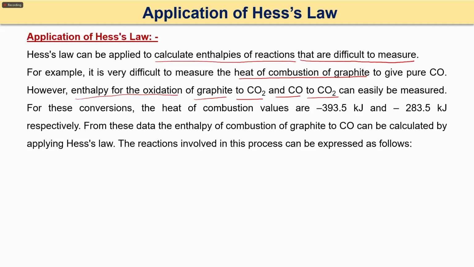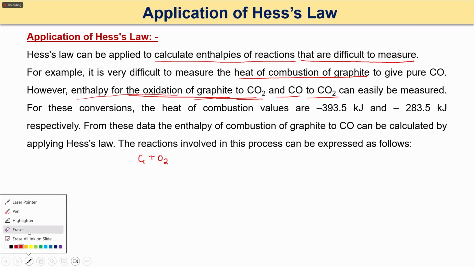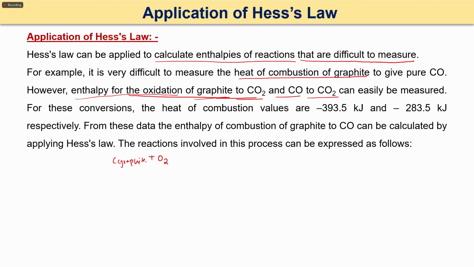You can calculate the enthalpy for the oxidation of graphite. The oxidation of graphite gives CO2. The enthalpy for this reaction is known. Let us say delta H1 is the enthalpy for this reaction. This is known.